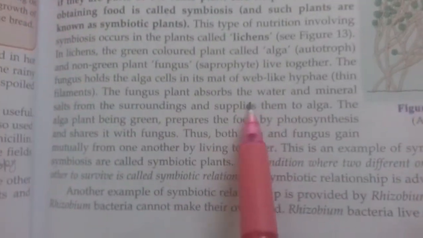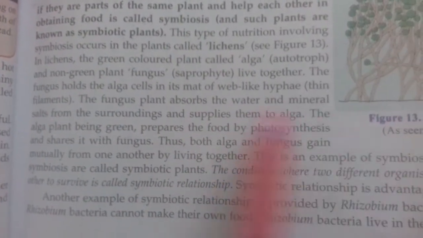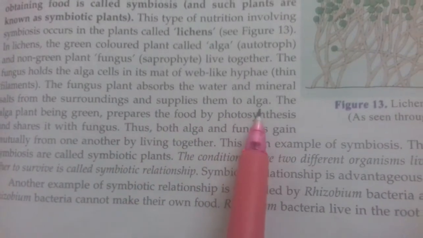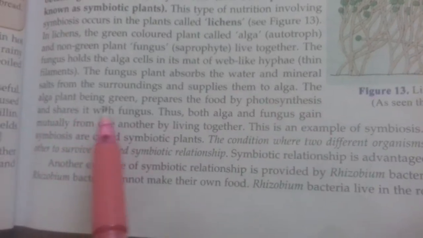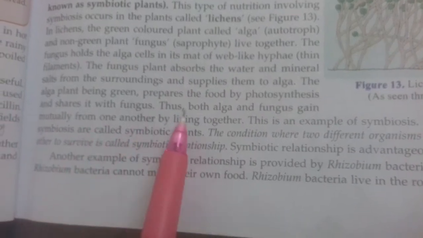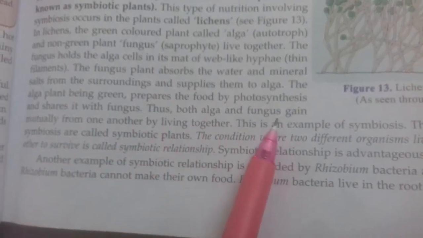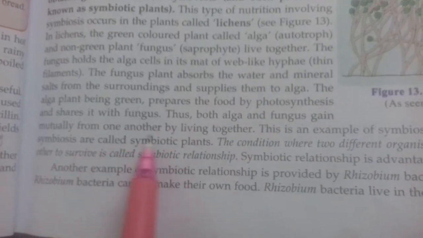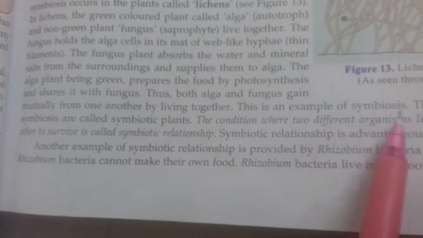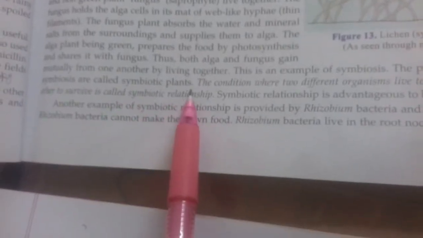The fungus plant absorbs the water and mineral salts from the surroundings and supplies them to the alga. The alga plant, being green, prepares the food by photosynthesis and shares it with the fungus. Thus, both alga and fungus gain mutually from one another by living together. This is an example of symbiosis. The plants which exhibit symbiosis are called symbiotic plants.